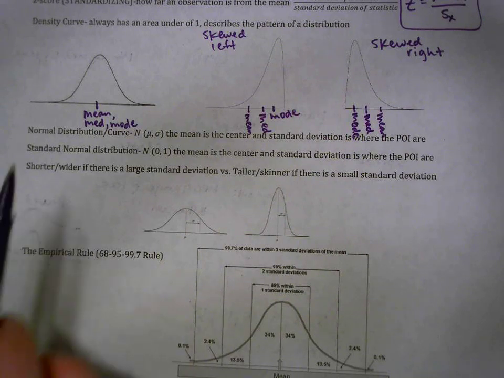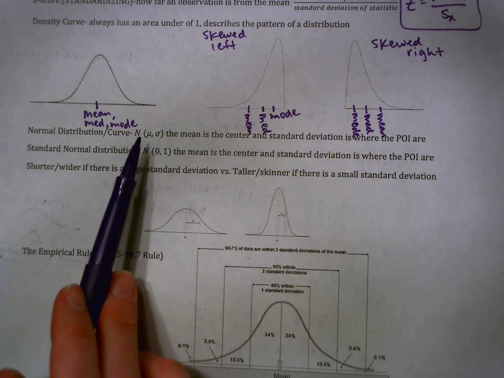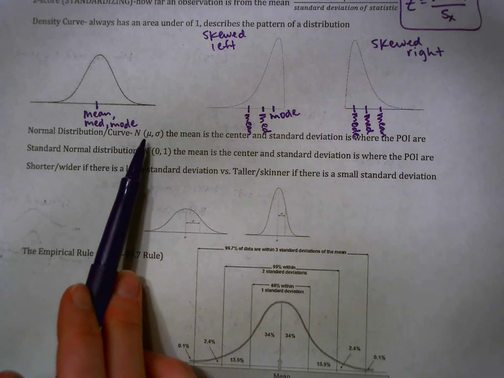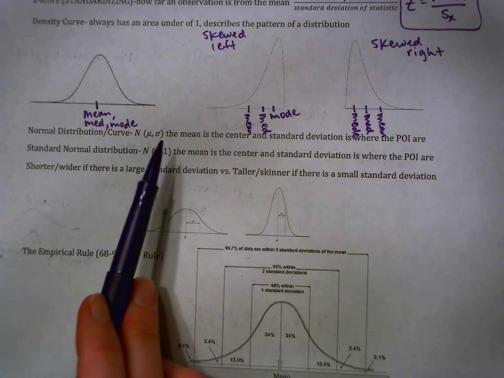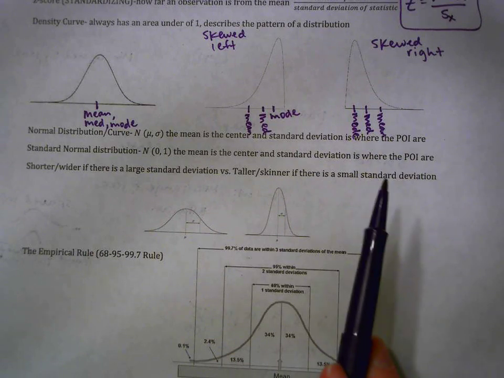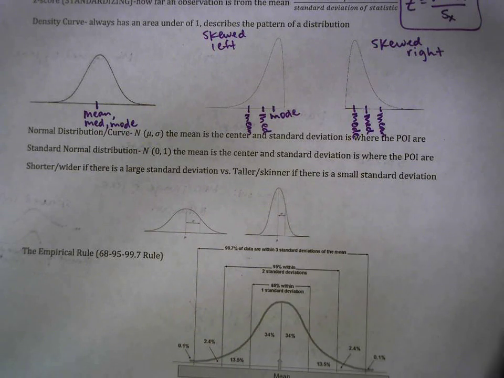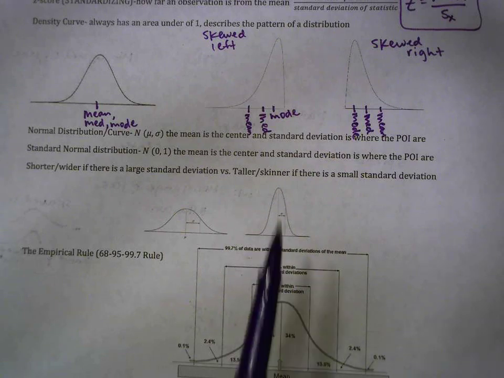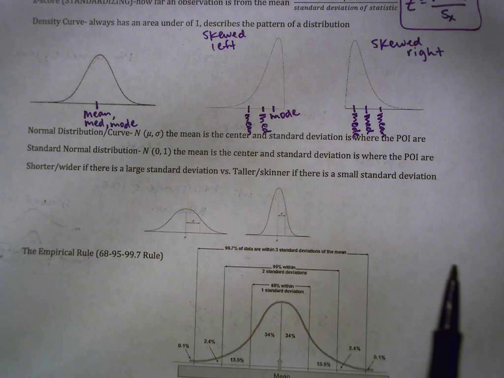So the notation for a normal distribution curve, you can put a capital N, comma, parenthesis, and you put the mean, comma, standard deviation. The mean is just your center, and the standard deviation is technically where the points of inflection are, where it changes from concave up to concave down. You can just tell, down here, it should be about 3 standard deviations till you get to the very edge of your density curve.